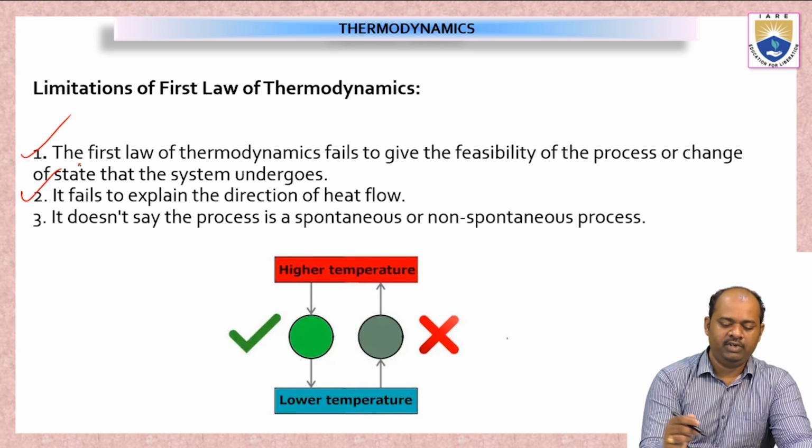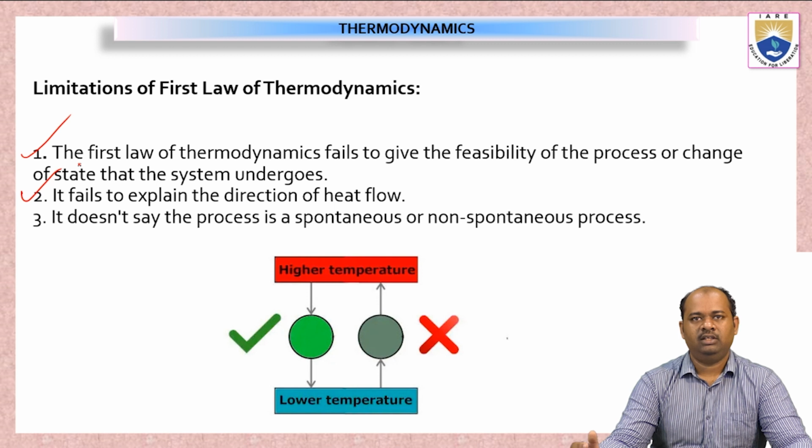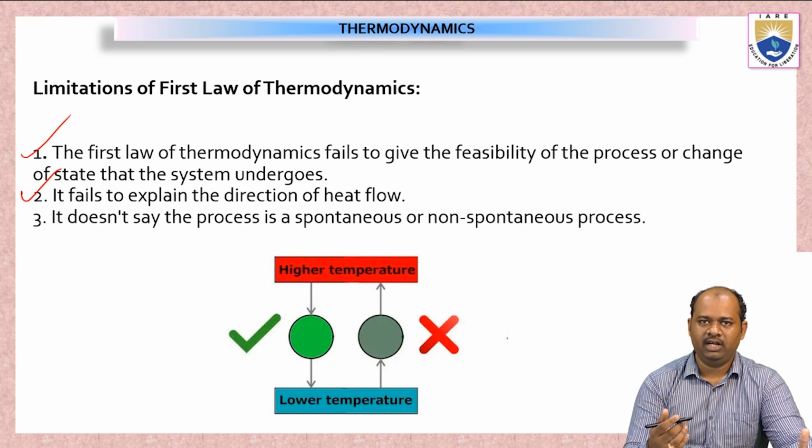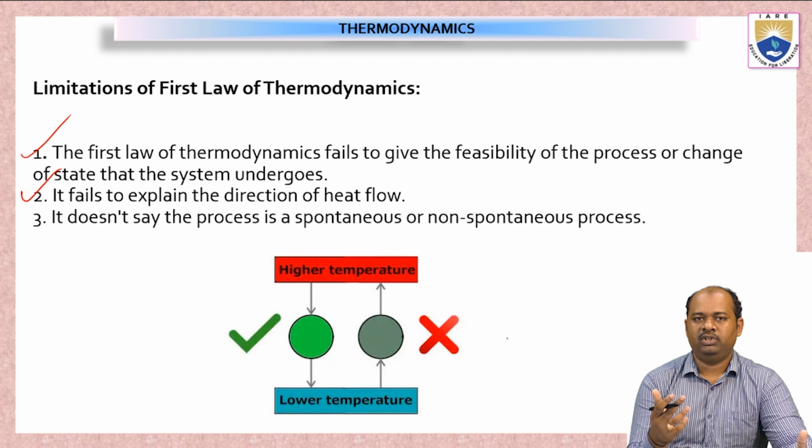The second limitation is that it fails to explain the direction of heat flow. The first law of thermodynamics does not indicate in which direction the heat is being applied. Suppose I have taken a system and I am heating it. The first law does not care about the direction in which the body is being heated, that is, whether the heat is supplied from outside to inside or from inside to outside. It only takes into consideration how the energy is being converted, but not the direction.